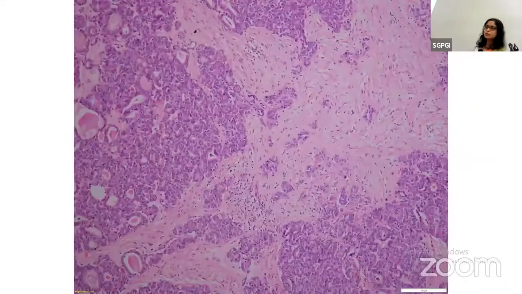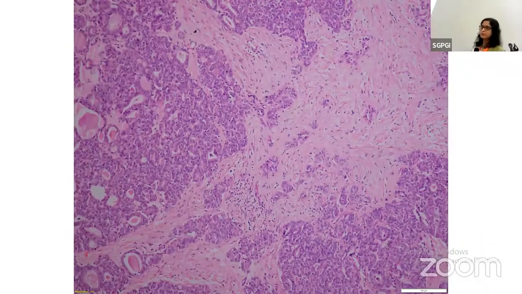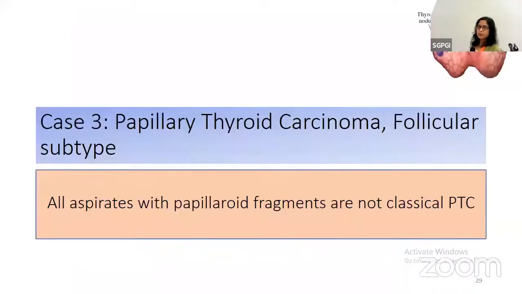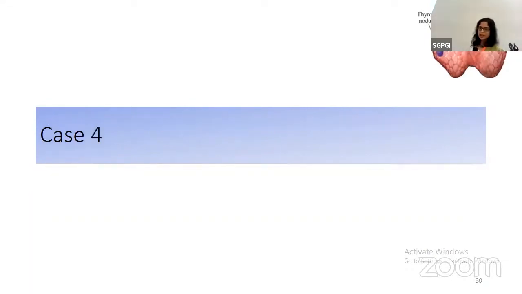Well, this turned out to be an invasive follicular variant of papillary thyroid carcinoma. So there were no true papillae in this entire specimen. We had processed it in its entirety. And you can see the clearly overt nuclear features on histopathology. So all aspirates with papilloid fragments are not classical PTC. So this was case 3.